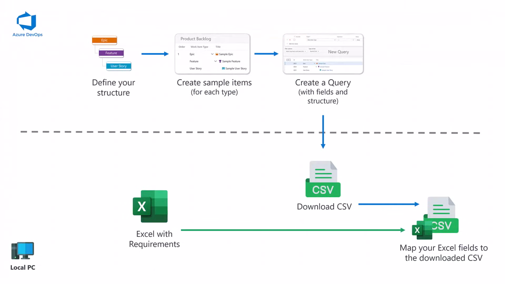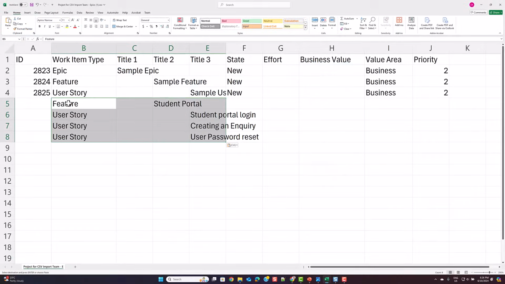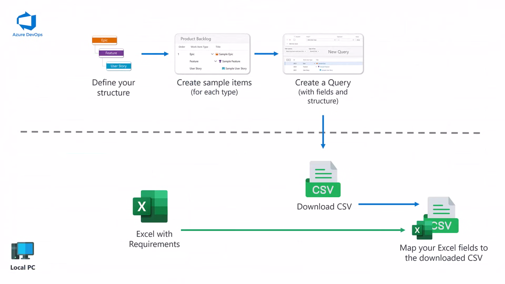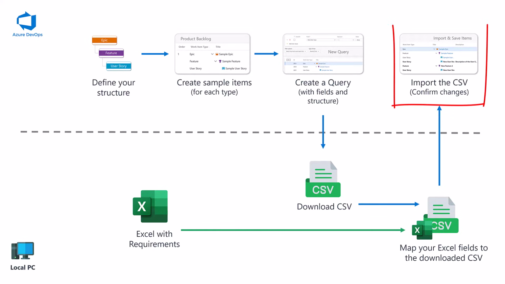And then the most time-consuming exercise will probably be mapping your Excel fields, so taking the values from the Excel fields and mapping them into your downloaded CSV. I'll show you that. It's fairly straightforward, but that might be the most time-consuming element of it. Once you have your template populated with the values from your original Excel sheet with the requirements, you can easily import them into Azure DevOps boards. Azure DevOps boards will even highlight the changes to you before importing the new items.